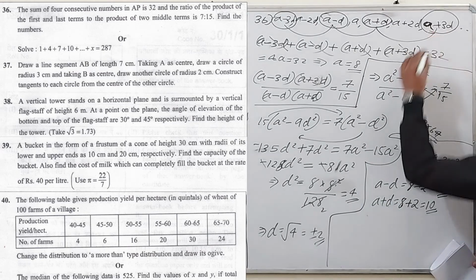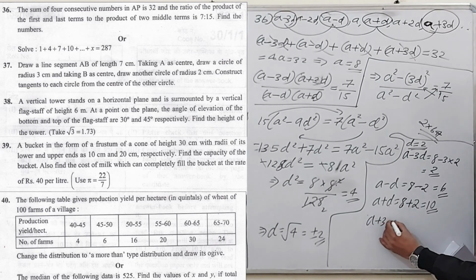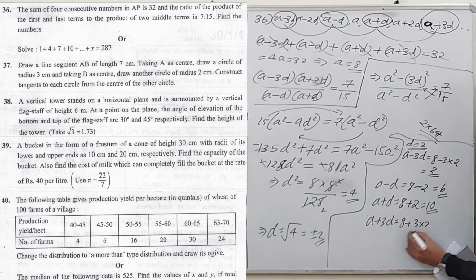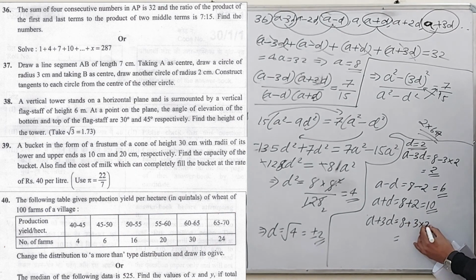Similarly, the fourth term, that is a plus 3d. a plus 3d, where a is equal to 8 plus 3 into d is equal to 2, so 8 plus 6, 3 into 2 is 6. So that is equal to 14.